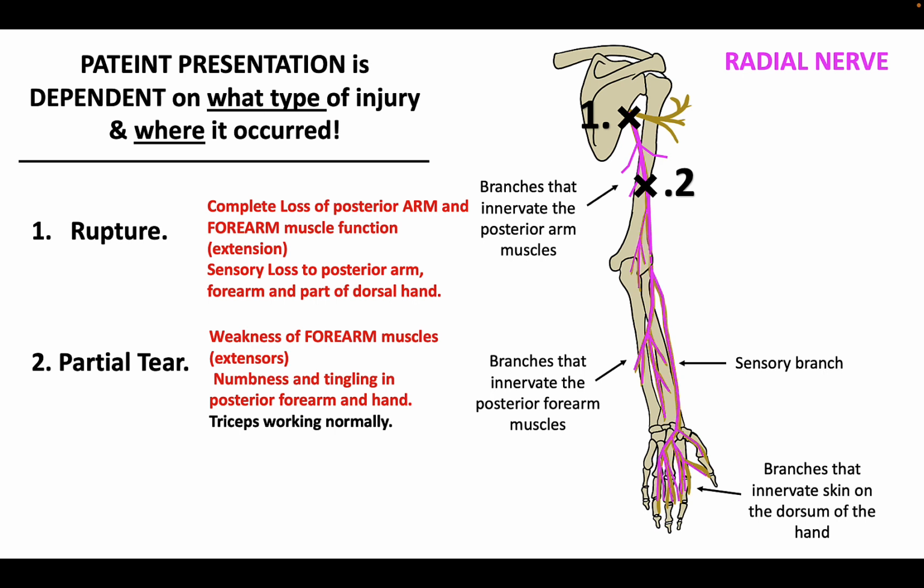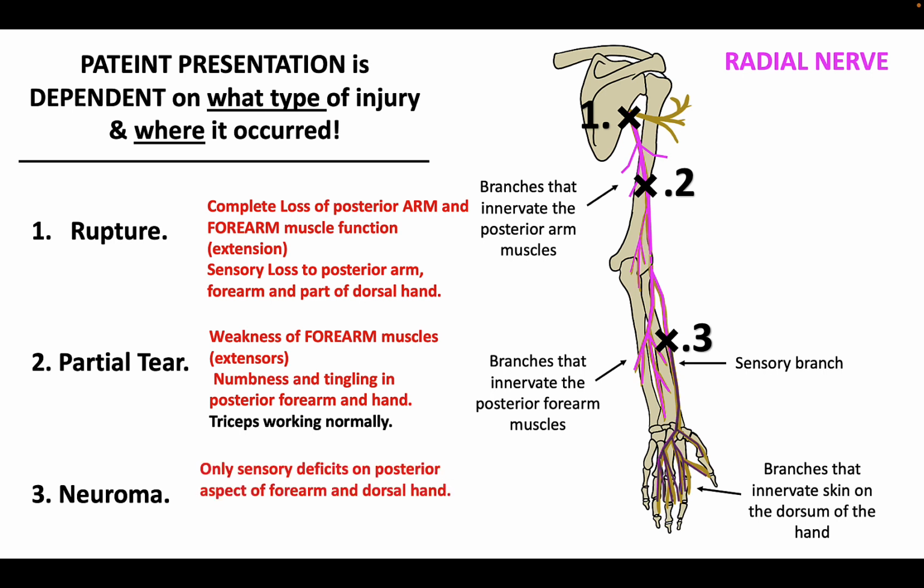Our third example is a neuroma, a benign nerve tumor in the superficial radial nerve branch. A neuroma will damage or disturb the nerve's function, but won't eliminate it. The superficial radial nerve is solely composed of sensory axons, and therefore, since it is damaged, not ruptured, the patient will present with numbness and tingling or burning sensations, what we would consider abnormal sensations on the posterior forearm and dorsum of the hand. But there will be no muscle deficits because this branch of the radial nerve does not actually innervate any muscles. Muscle innervation is unaffected.